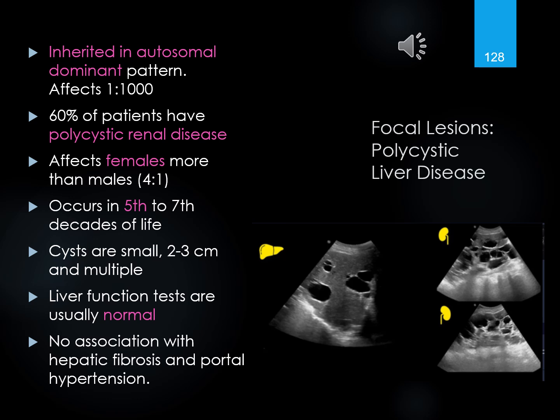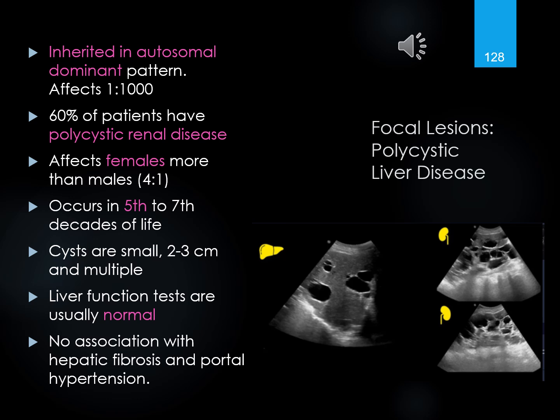Polycystic liver disease is an inherited condition. It's inherited in an autosomal dominant pattern. Most of the patients have polycystic renal disease. So when you scan the liver, if you see a whole bunch of cysts, you should be scanning the right kidney anyway. Some facilities don't, but you should probably throw in a kidney, at least one.